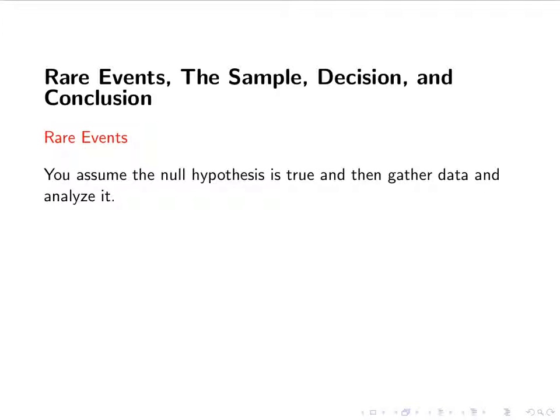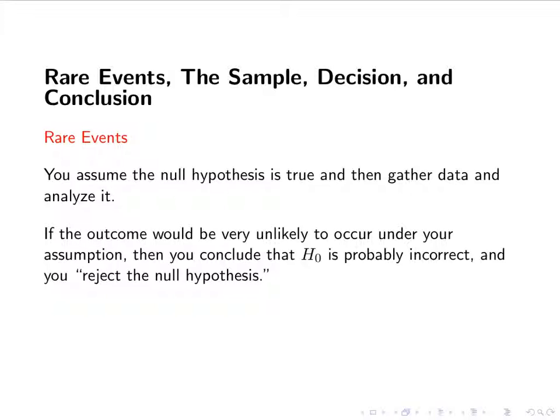Hello everyone, today we're going to look at rare events, the sample, decision, and conclusion. For rare events, you will assume the null hypothesis is true and then gather data and analyze it. If the outcome would be very unlikely to occur under your assumption, then you conclude that the null hypothesis is probably incorrect and you reject the null hypothesis. We will define very unlikely later on.